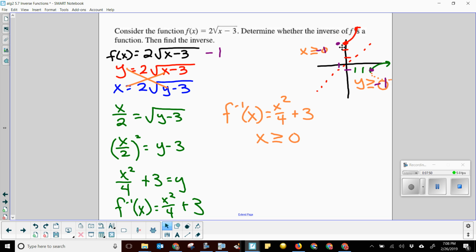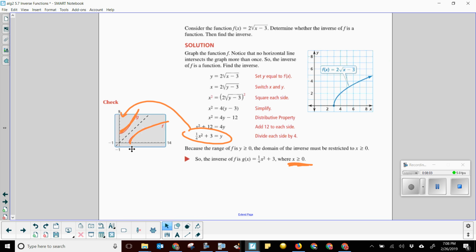So it kind of makes sense. Next time I open this page, I can do that. But yeah, that's why we talked about restricting the domain. And here's the answer for it.